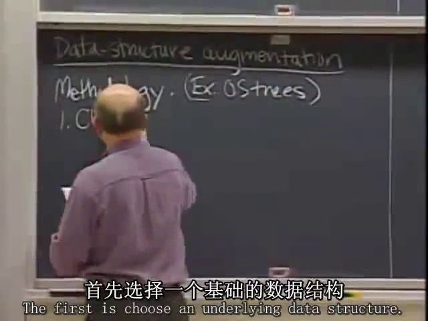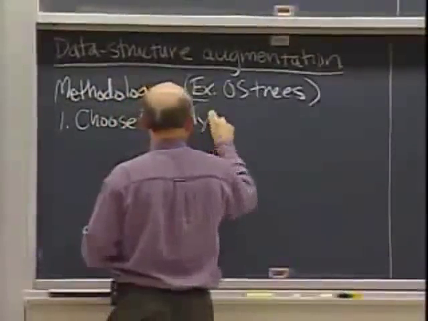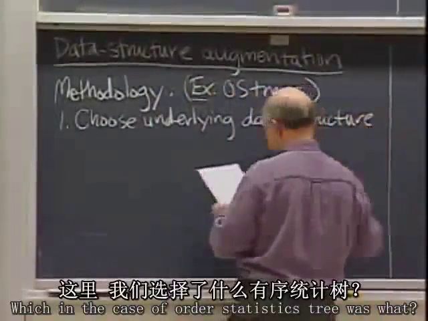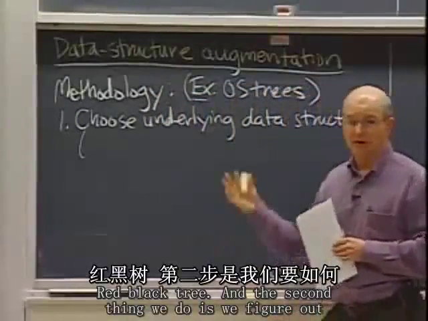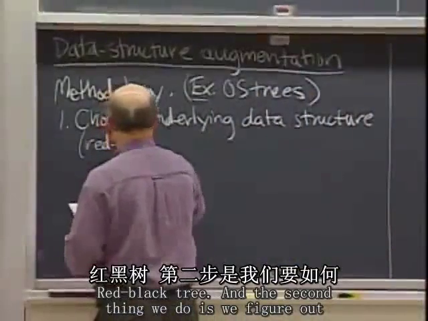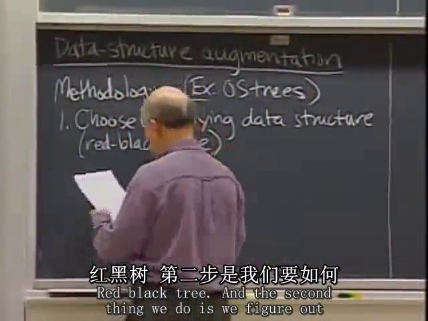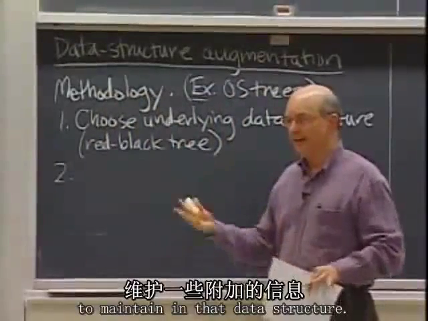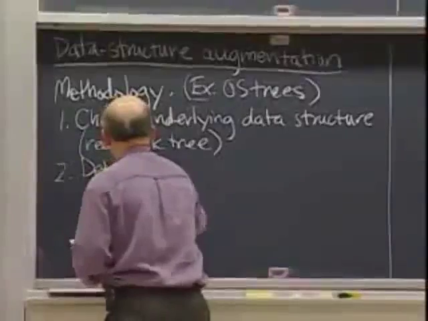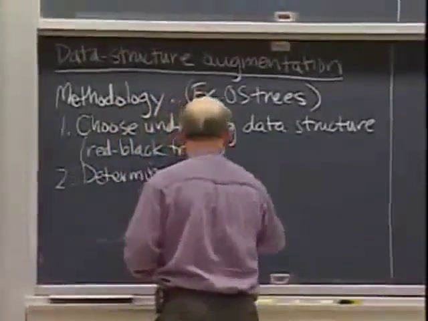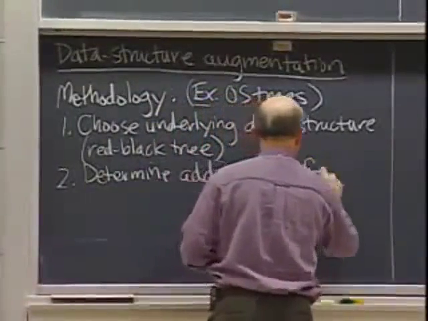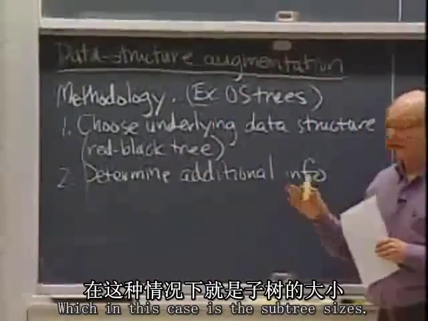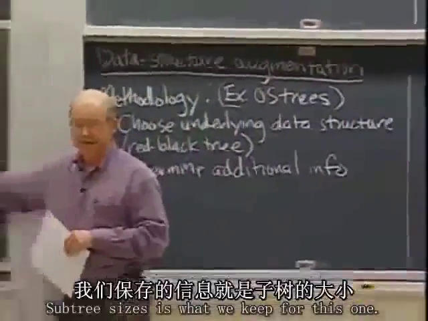The first is we choose an underlying data structure. Which in the case of order statistics trees was what? Red-black tree. The second thing we do is we figure out what additional information we wish to maintain in that data structure. Which in this case is the subtree sizes. Subtree sizes is what we keep for this one.